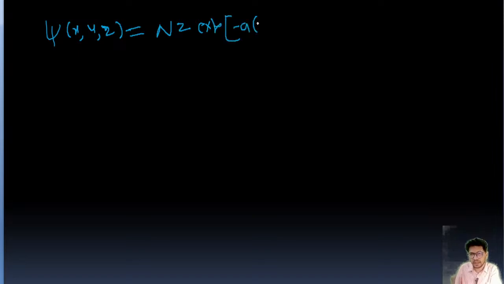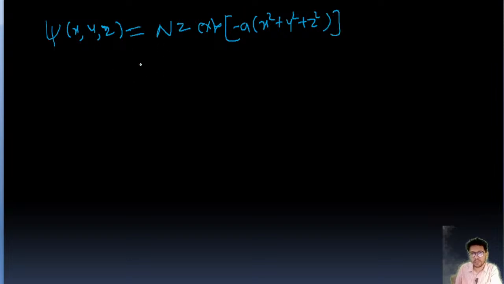Okay, so psi is given, that is psi which is a function of x, y and z, that is given as N z e to the power, that is exponential, minus a (x square plus y square plus z square). Okay, so this is given.